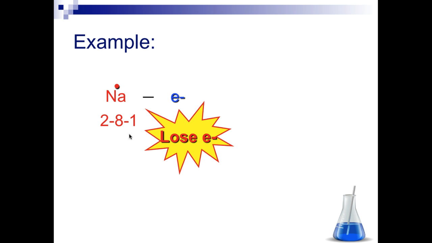Okay, so let's look at an example. An example would be the metal sodium. Sodium has one valence electron. Remember, it's a metal, so metals like to lose their outer valence electron. So it's going to lose this one electron, and it's going to become Na+.